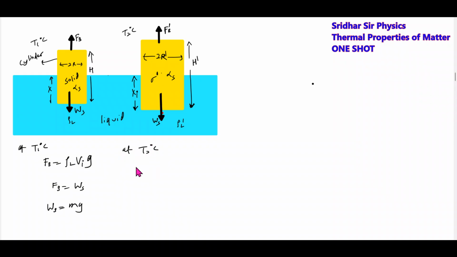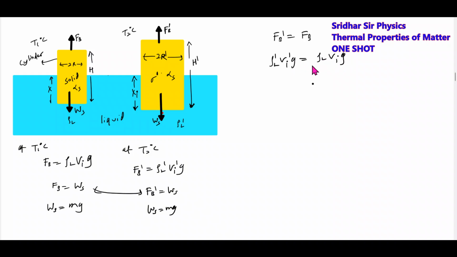At T2 degree Celsius, the new buoyant force will be rho L dash Vi dash, the new volume immersed. But again, it will be like this only. And what is the weight of the solid? It will be mg. By equating these two, Fb dash equal to Fb, rho L dash Vi dash G equals rho L Vi into G. Rho L dash will be rho L into 1 plus gamma L delta T. What is the volume immersed? Volume immersed will be Vi into 1 plus gamma S, that of the solid, into delta T equals rho L Vi.